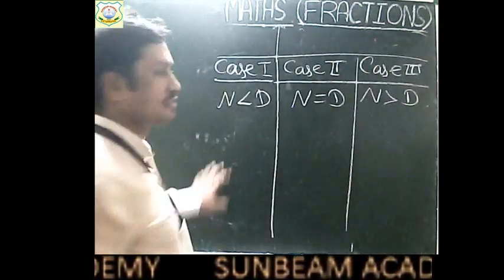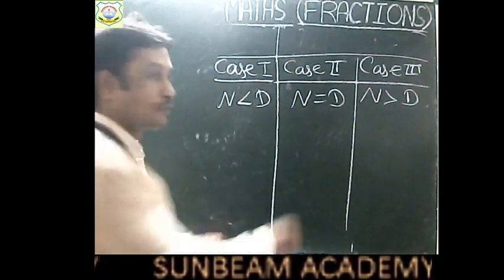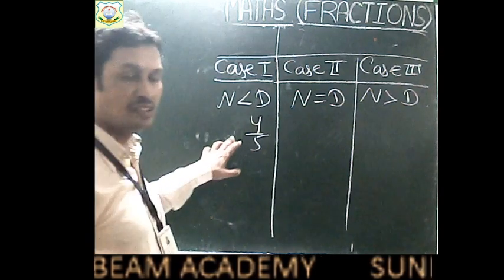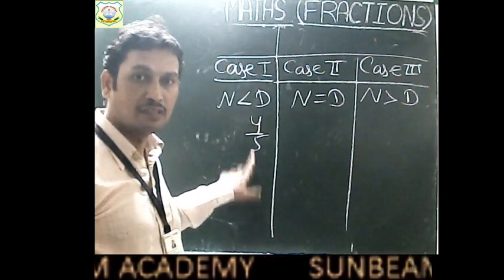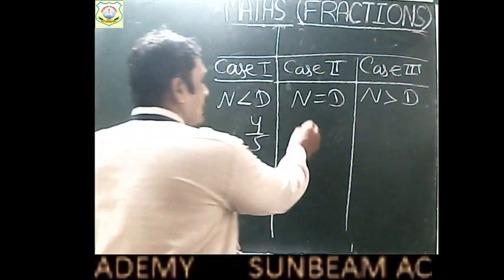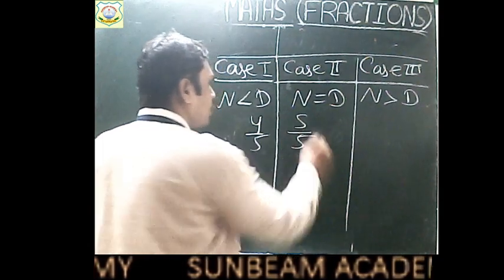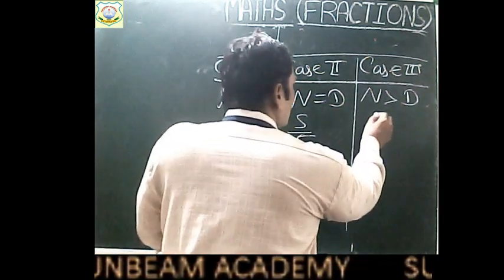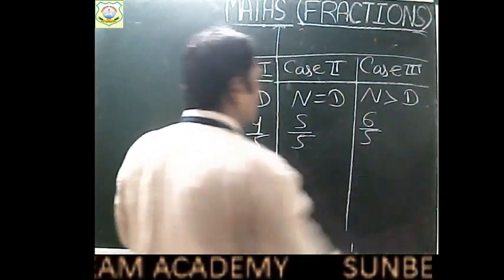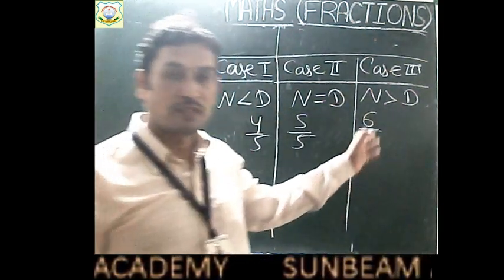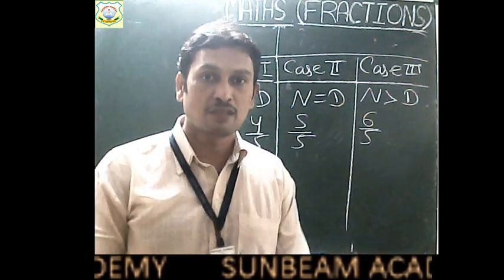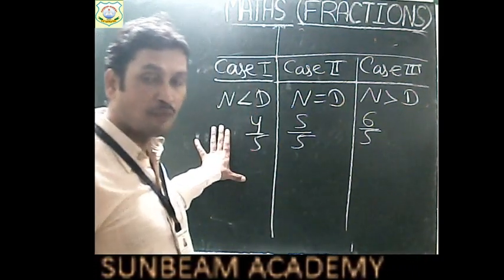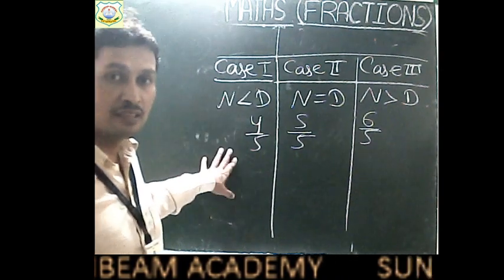Out of these 3 cases, numerator less than denominator, suppose our fraction is 4 by 5. Here you can see children, 4 is less than 5. This is the first case. Second case, 5 out of 5. Numerator and denominator both are equal. Third case, suppose 6 out of 5, 6 by 5. Numerator 6 is greater than denominator 5. Right? So, first type of fraction in which numerator is less than denominator.